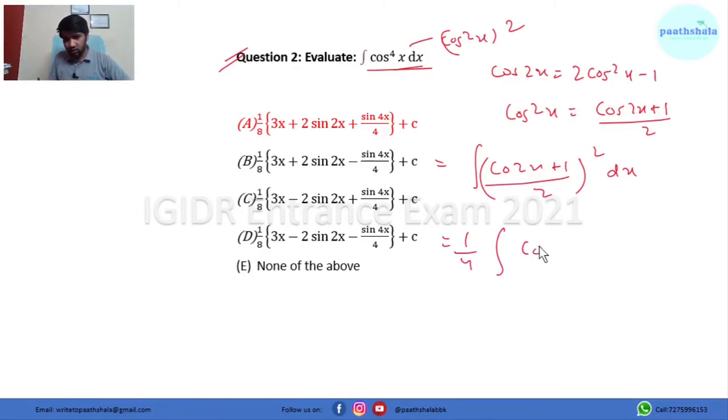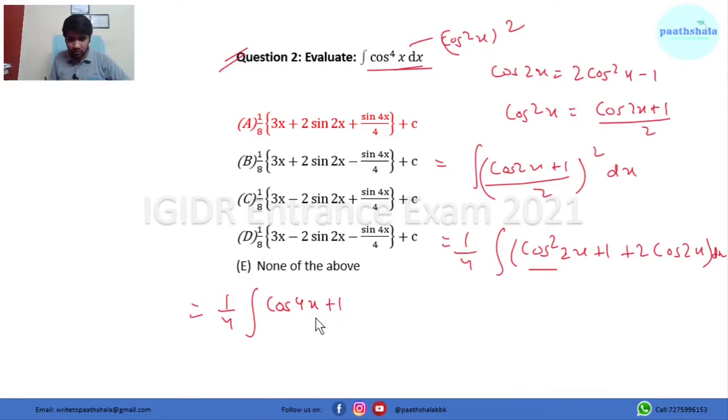And here it will come out to be integral of (cos square 2x plus 1 plus 2 cos 2x) dx. Okay, if you solve it further, this will come out to be 1 by 4. In place of cos square 2x, if you again apply this, this will become (cos 4x plus 1) by 2. So integral of (cos 4x plus 1) by 2, then plus 1, then here you have plus 2 cos 2x.